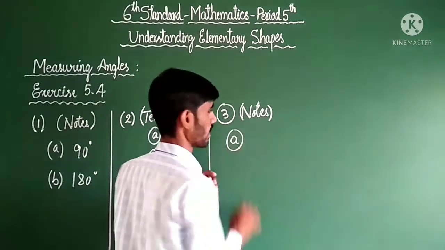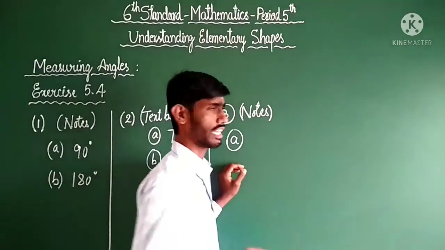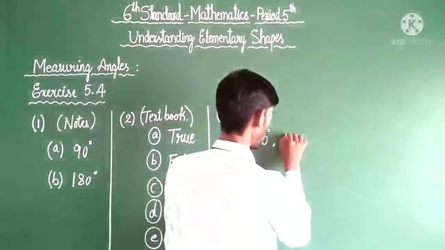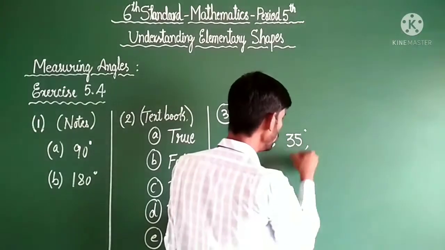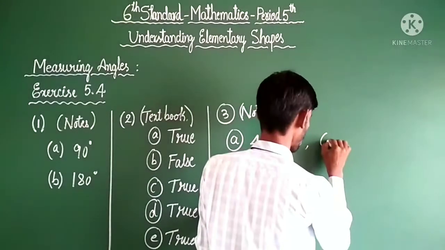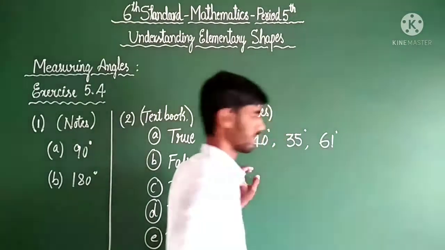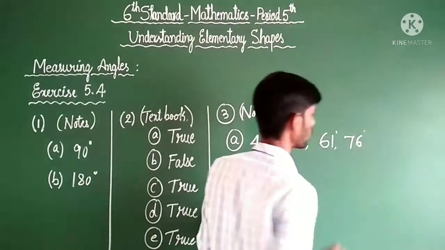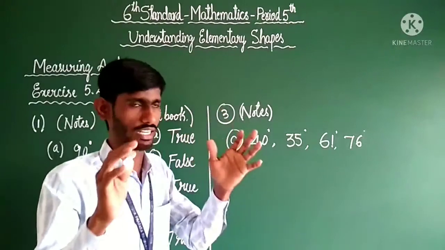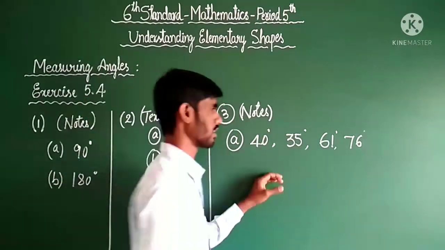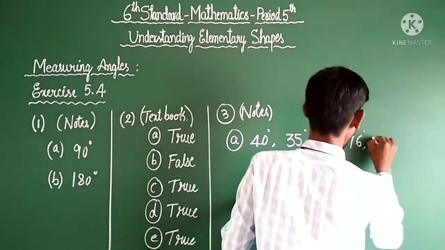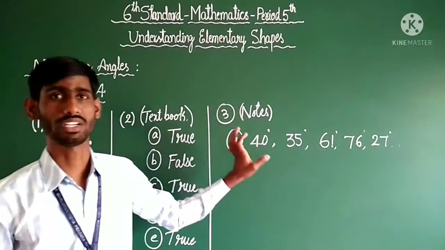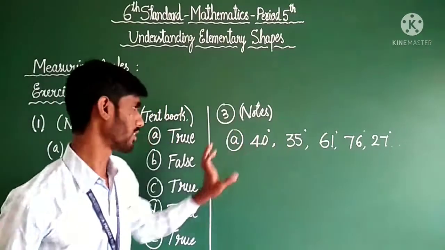The first sub question A is, you may write any numbers, any degree, might be 40 degree, 35 degree, 61 degree, okay, and also 76 degree, less than 90 degree. You concentrate on less than 90 degree. We need to write a measurement of acute angles. Next, 27 degree and so on. These are all examples of measurement of acute angle.